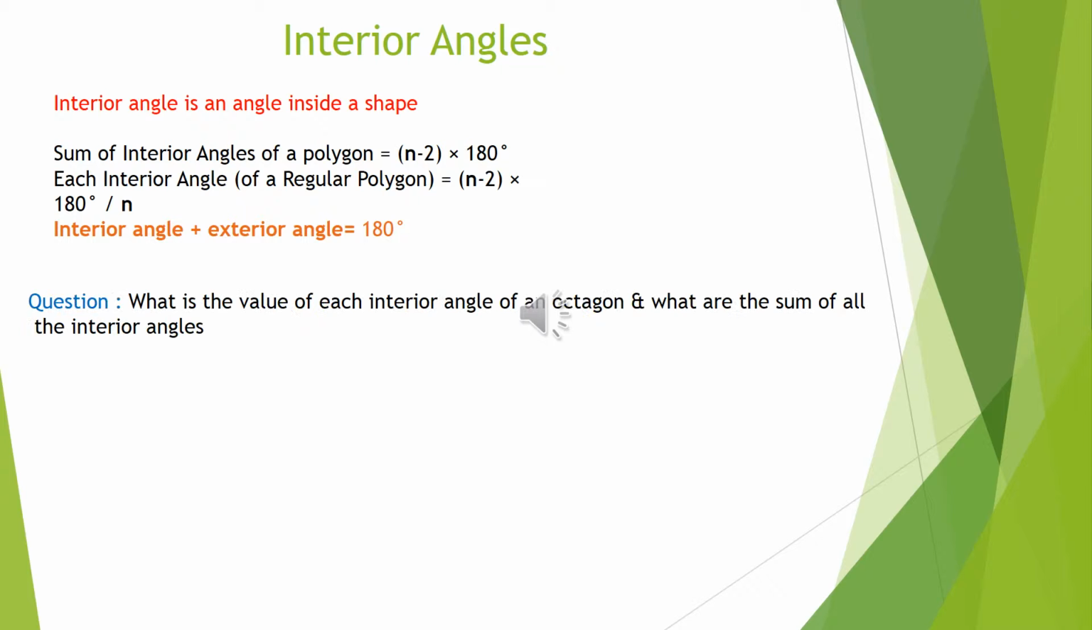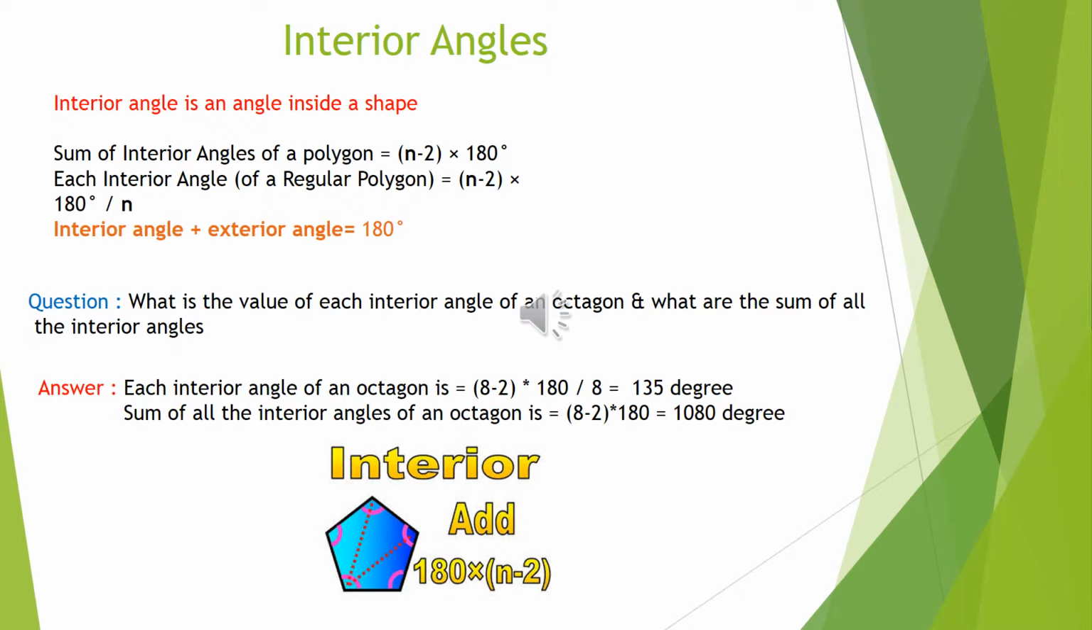Now, let us have a look at how polygons can be classified by their angles. Let's start with interior angles. An interior angle is an angle inside a shape. The sum of interior angles of a polygon equals (n − 2) × 180 degrees. Each interior angle of a regular polygon equals the sum of interior angles of a polygon divided by n. Remember, in this case, n stands for the number of sides of a polygon. Also to remember, interior angle plus exterior angle equals 180 degrees.